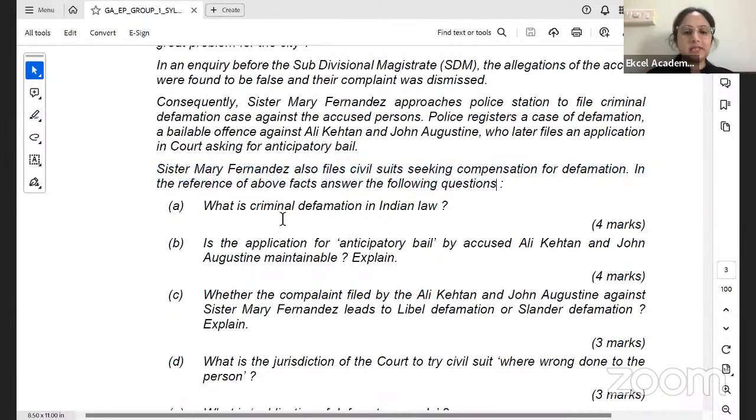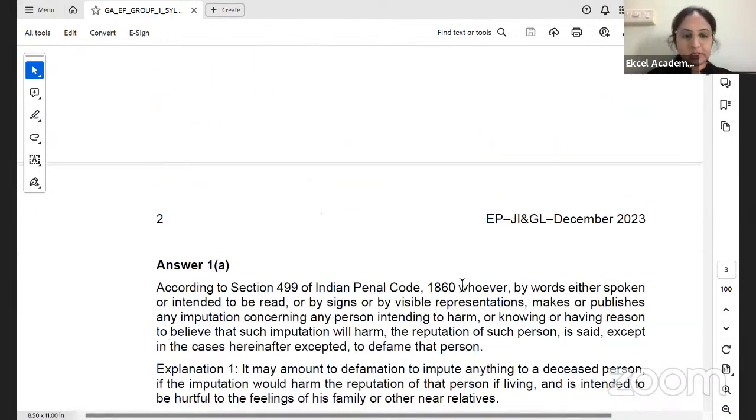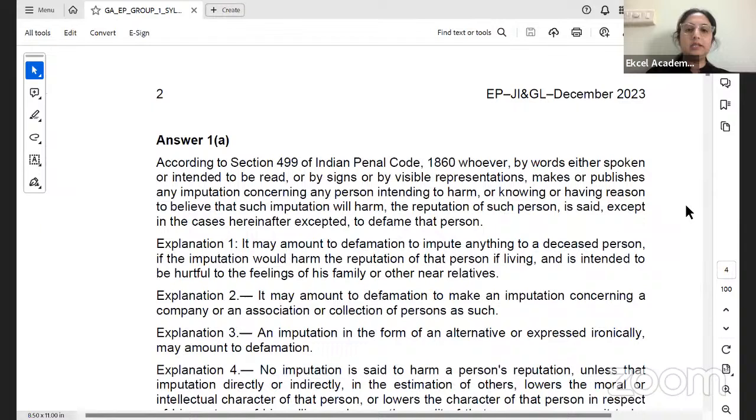First one, see, this is kind of a direct question only. Even though the situation is given and all these things are there, they are just asking what is criminal defamation in Indian law. So you just have to write what is criminal defamation. You will see this. See, only this much you have to write.